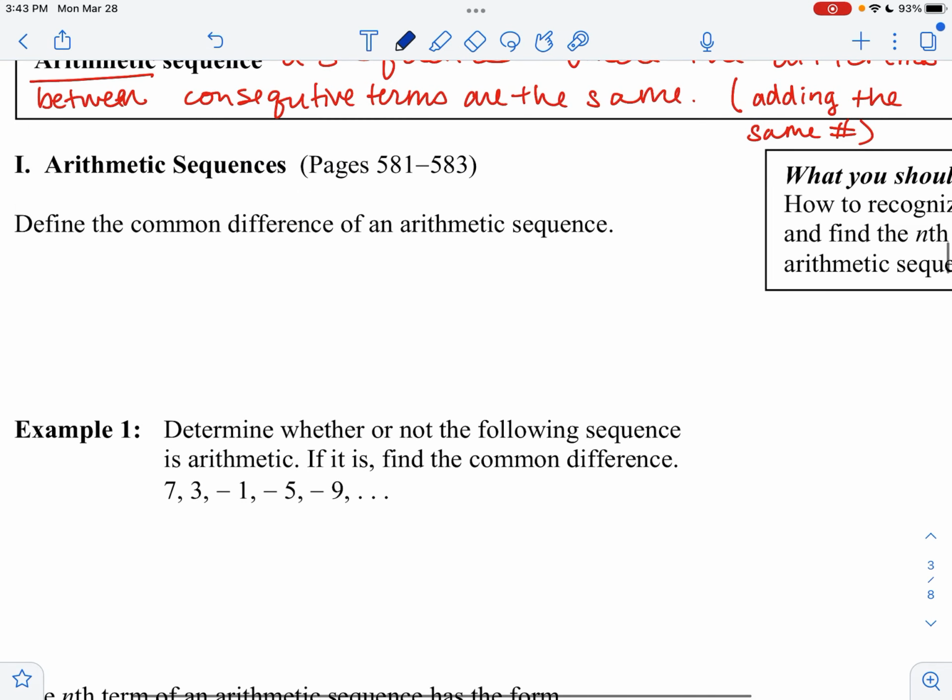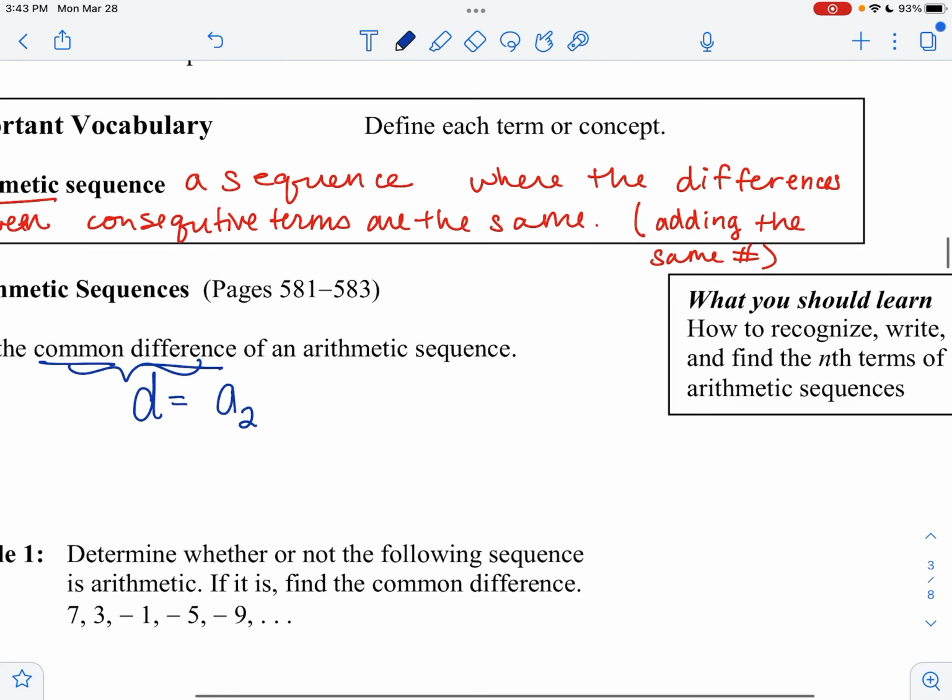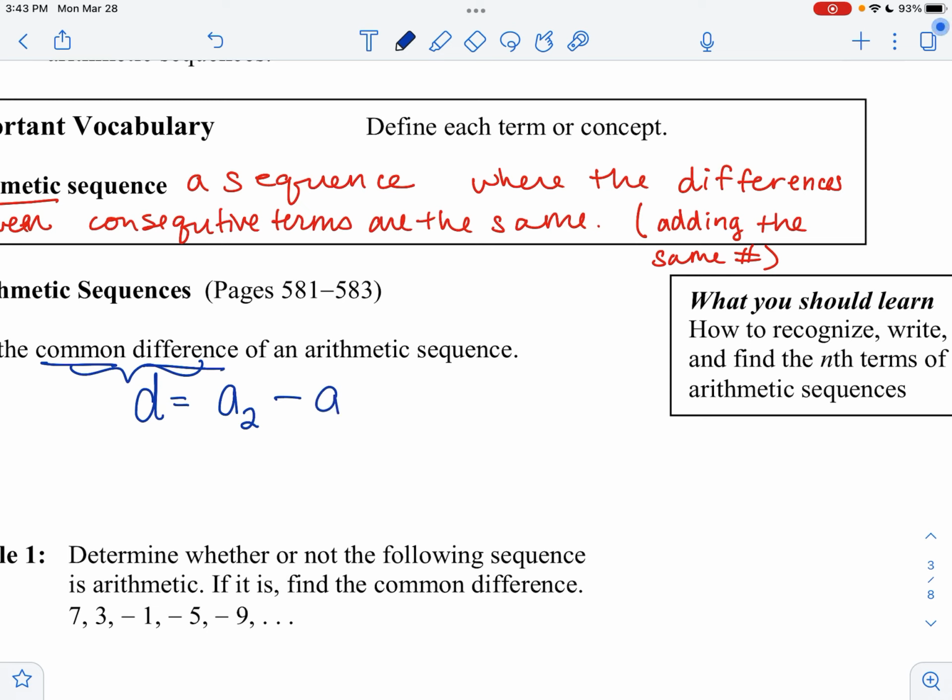So let's define the common difference of an arithmetic sequence. A common difference, we call that d, for the letter, is any term, so we'll call it maybe the second term, subtracted by the term in front of it. It would also be the same as if I took the third term and subtracted the second term, or, you know, any term minus the term before it.